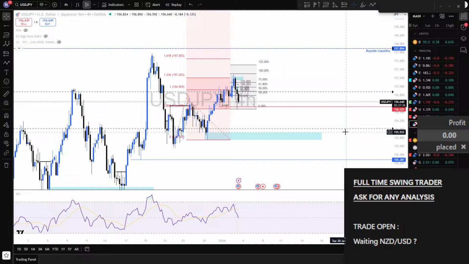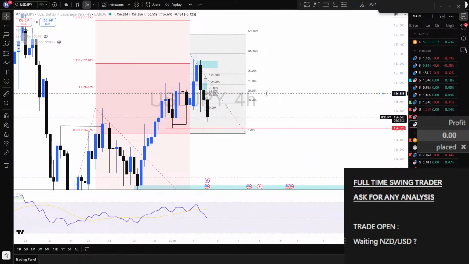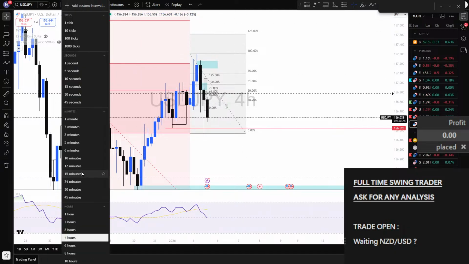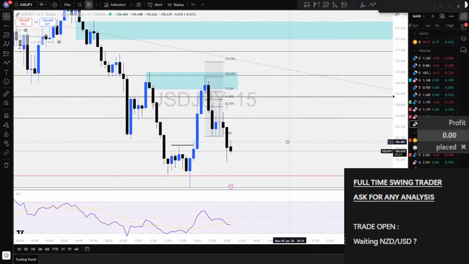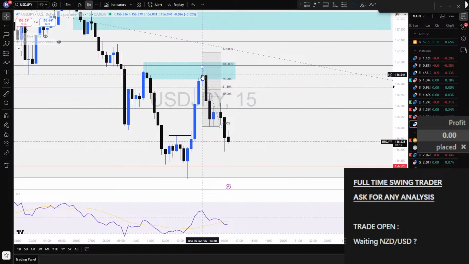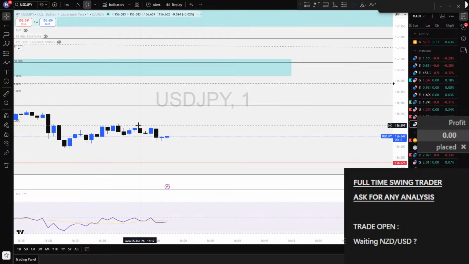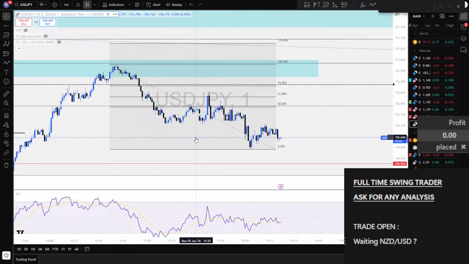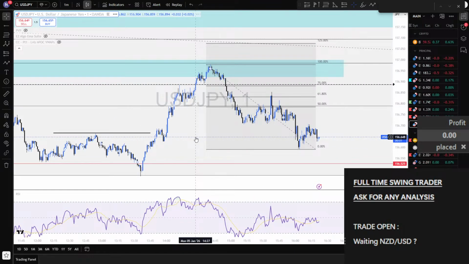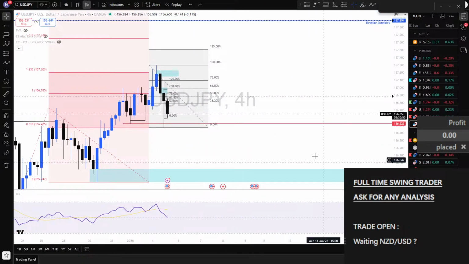Nothing new. USD JPY. I was waiting for him there, but he gave me my setup. So he did pull back at 50% Fibo, but I don't like what it did in smaller time frame. But the plan was probably good. Let's see.